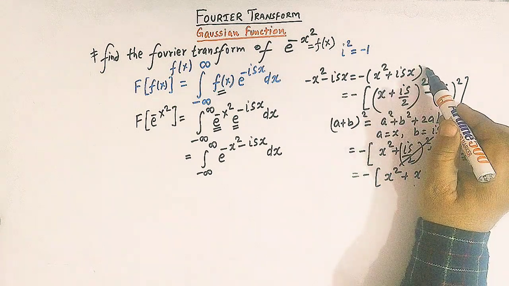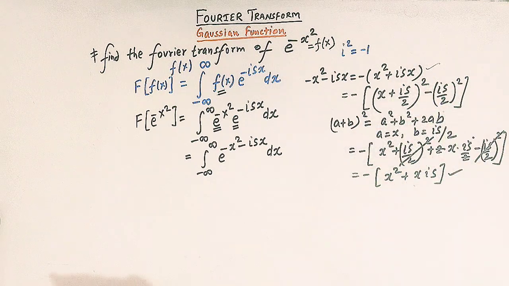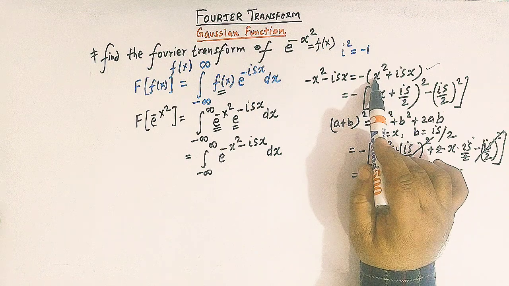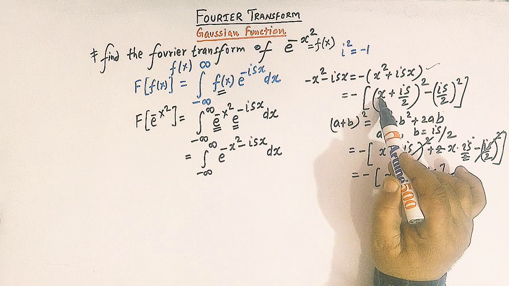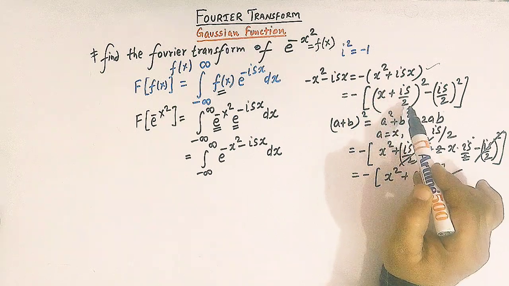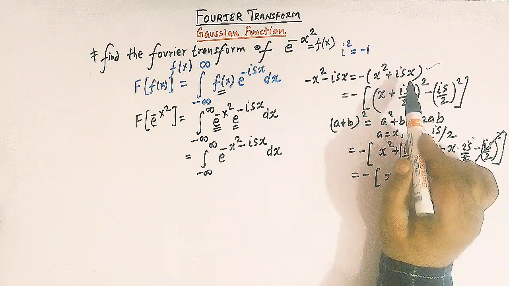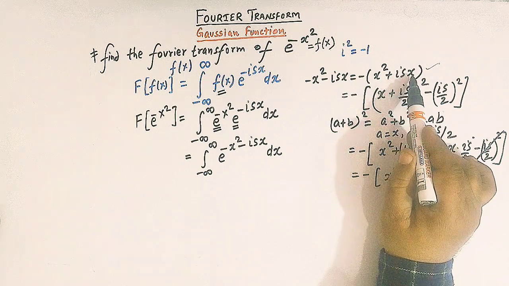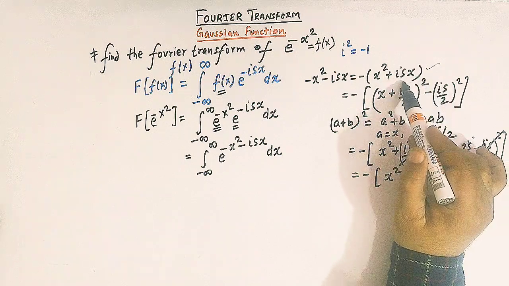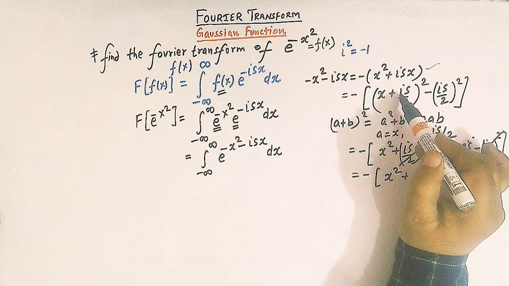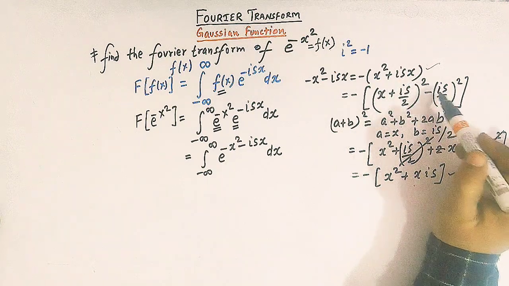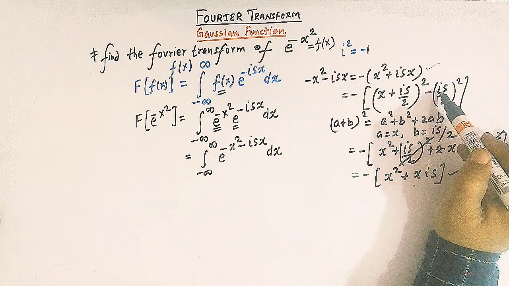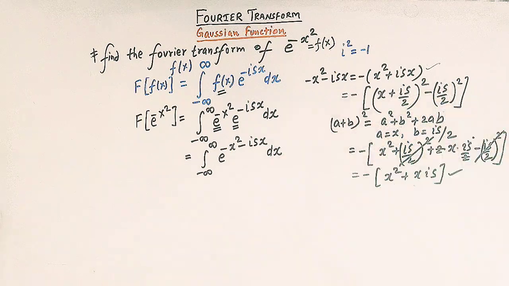right? So these two terms are same, right? So writing x square plus isx like this, because we have x square, then we have 2ab, so 2 and 2 get cancelled, so we are left with isx, and then the term b square, that is is over 2 whole square, may be eliminated by subtracting a term is over 2 whole square.